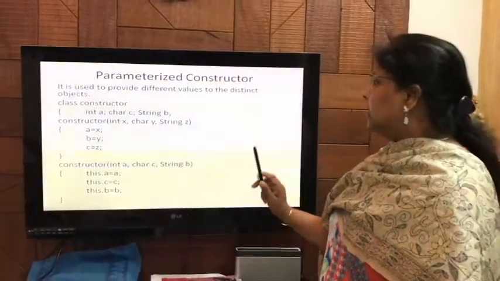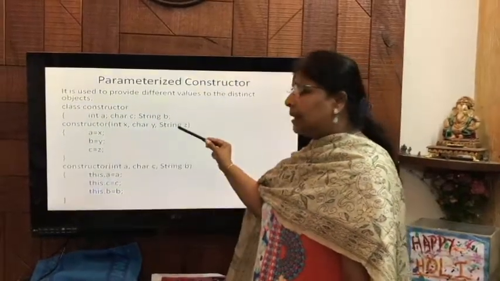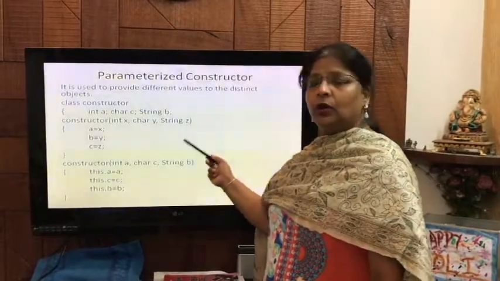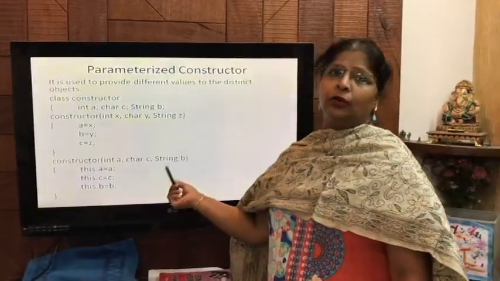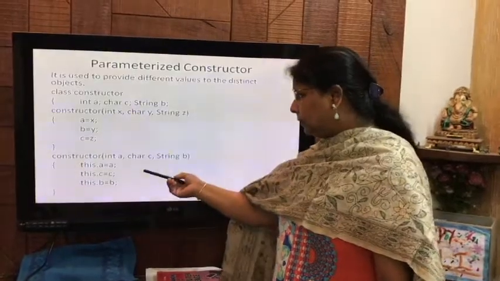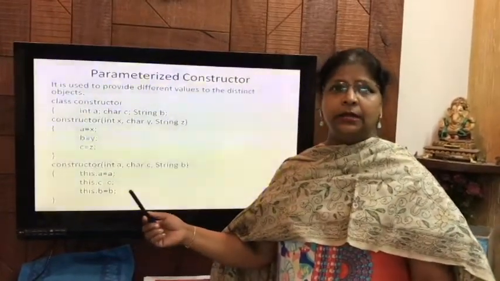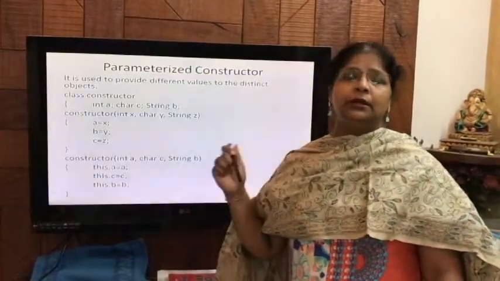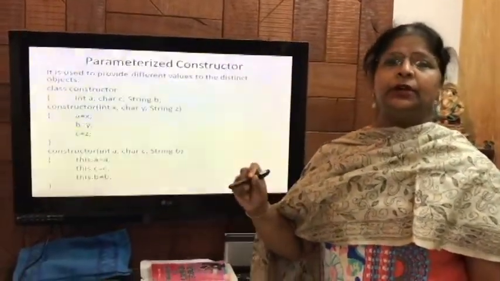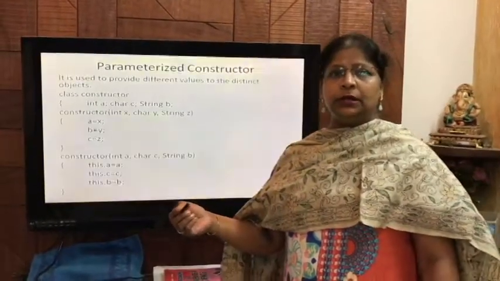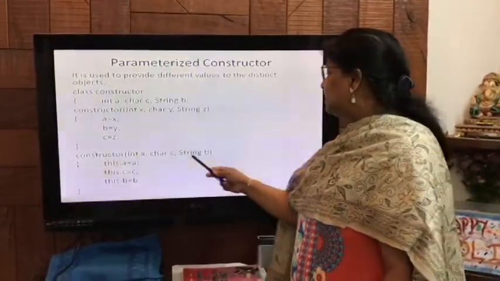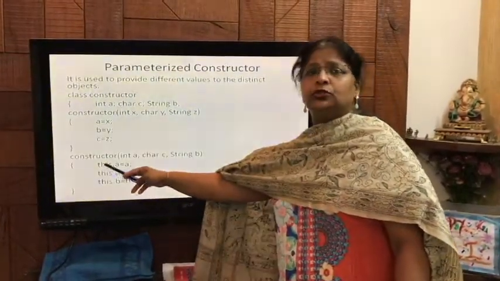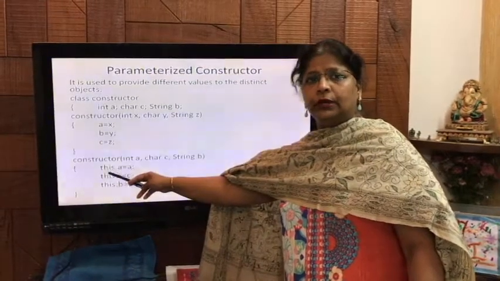Now the question is, can we have the same name of variables for local and global both? Yes, we can always have the same variable names for global and local scope. If you are having the same variables in local scope and global scope, then we will be using the keyword this. This keyword you are going to use with the global variables. So int a, char c, string b. This dot a is equal to a. This refers to the current object of the class.